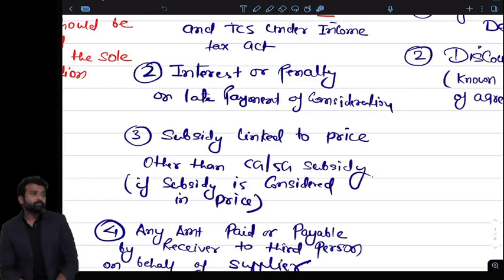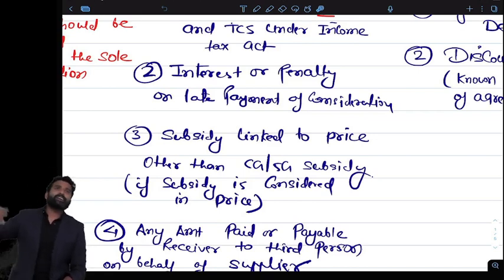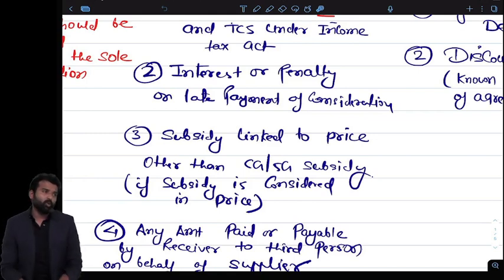Third, I will be including subsidy other than government subsidies. So if I am getting any subsidy from any NGO, any subsidy from any private manufacturer, or any subsidy from any other person, that subsidy will be included in my turnover. Only government, central government, state government subsidy will be excluded.